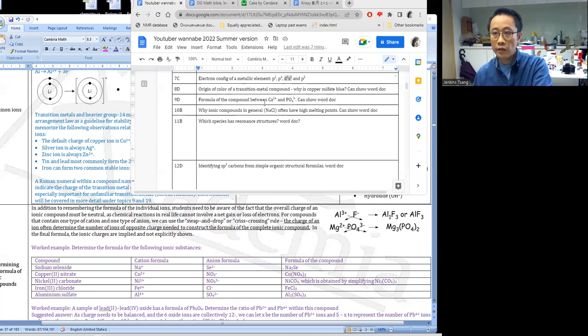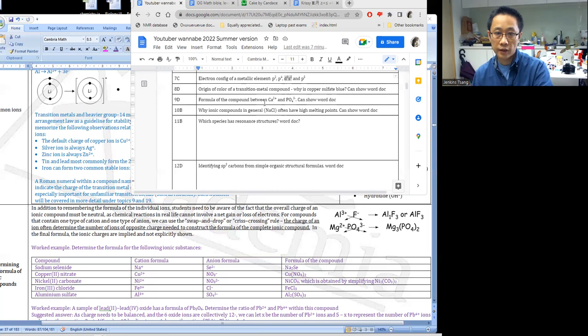Question 10 now, why ionic compounds in general have high melting points? The question itself asks for the high melting point of sodium chloride, but it turns out the answer will apply to pretty much all ionic compounds in general. Choice A says covalent bond between sodium and chlorine atoms is strong, and that's definitely not true because sodium and chlorine atoms are actually ions within the substance. The bonding between the 2 types of particles is ionic.